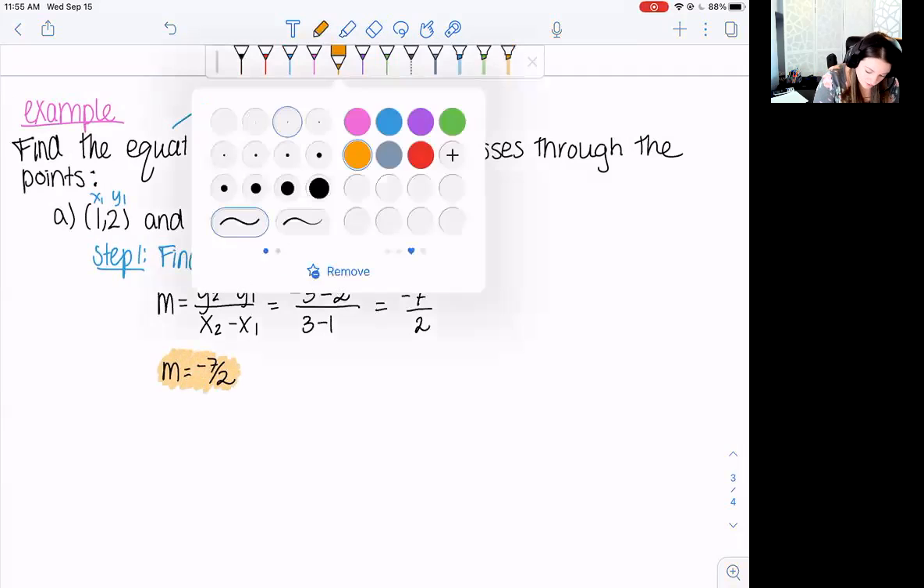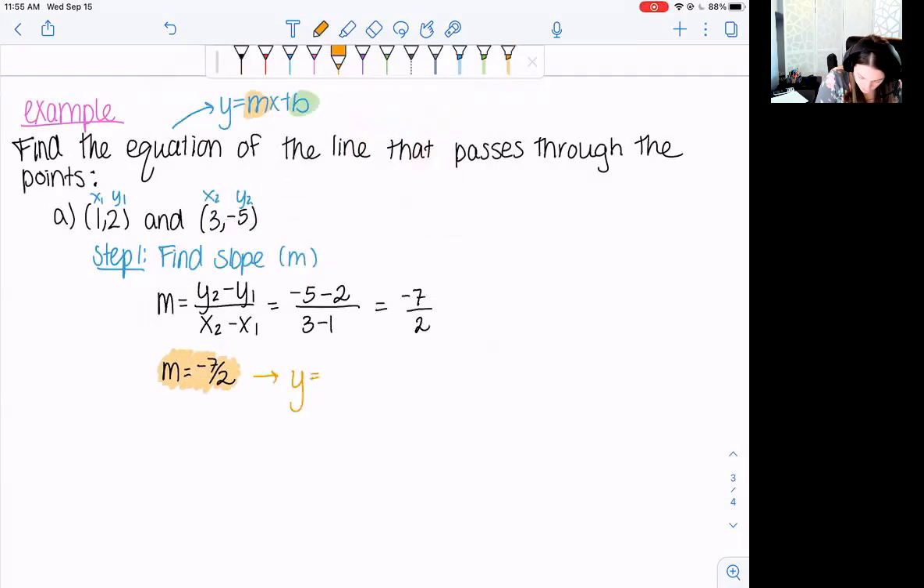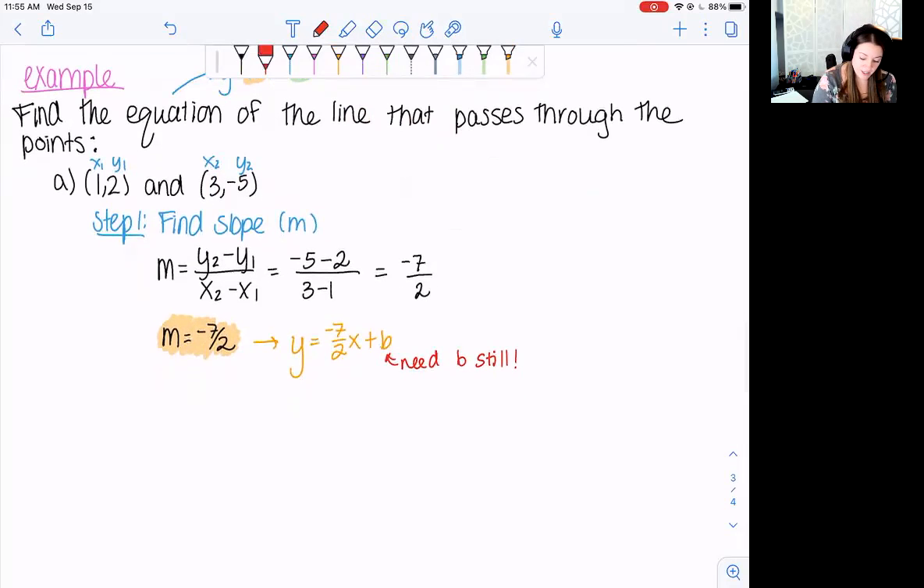So if we plugged it in right now, what we'd have is y equals -7/2 x plus b. So we still need the b. In order to find b, we can take one of these 2 points and plug it into this equation, because we can plug in an x and a y, and then we can solve for b.